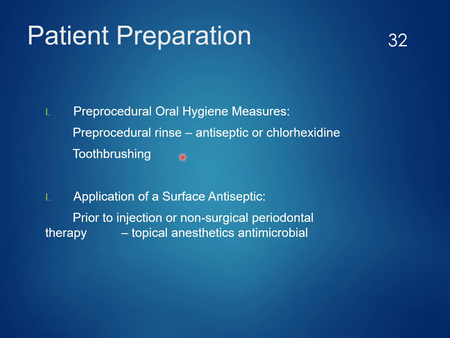Pre-procedural rinse can be an antiseptic rinse, such as Listerine or chlorhexidine. Usually we're going to hand this to the patient, just a small amount, about a tablespoon or two, and have them rinse for about 30 seconds. Then they can expectorate it into the cup. Sometimes with the use of a topical anesthetic, we always want to use that when we're doing injections, and that reduces the bacteria as that needle is going into the tissue prior to an injection.